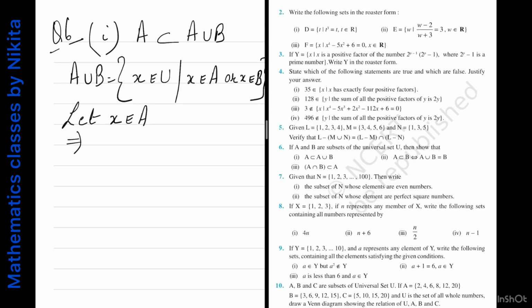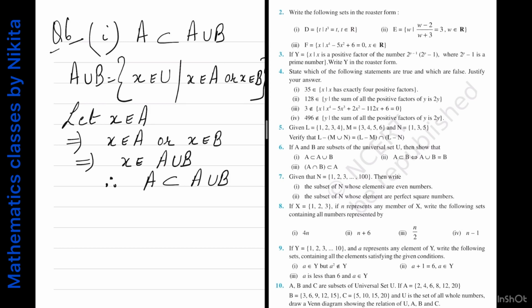So this implies x belongs to A or x belongs to B. And this implies x belongs to A union B. So therefore A is contained in A union B. Isn't it? It is a trivial proof. You don't really have to prove it because the definition of A union B says it all.